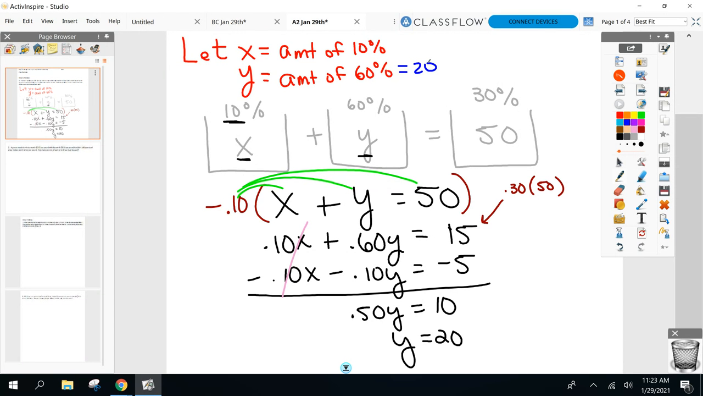So 20 milliliters of the 60%, and then you guys go ahead and find how much of the 10% if they have to add up to 50. Should be an easy one for you guys.